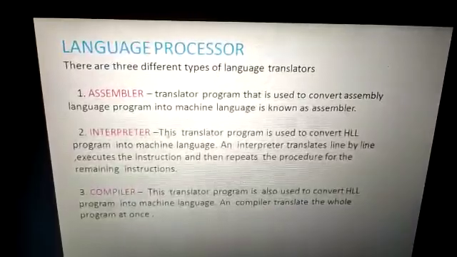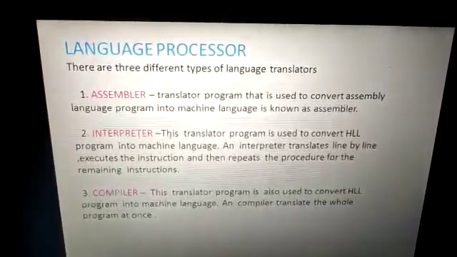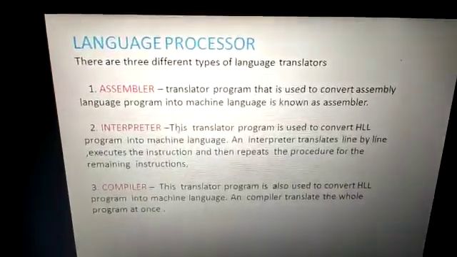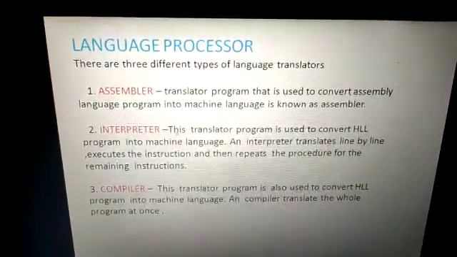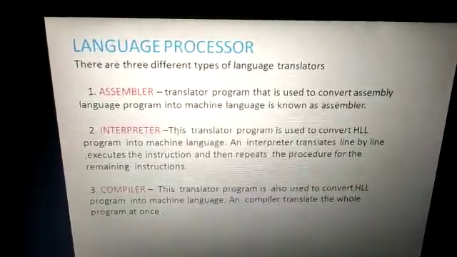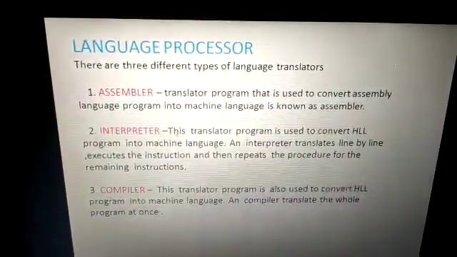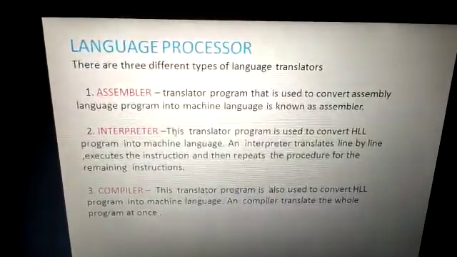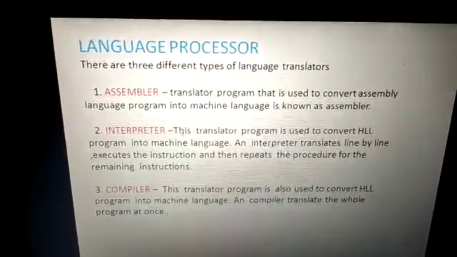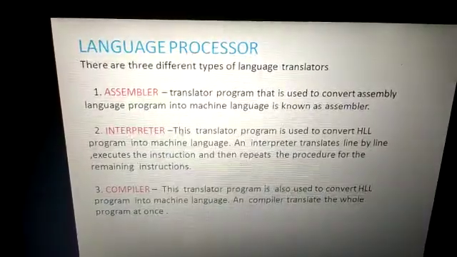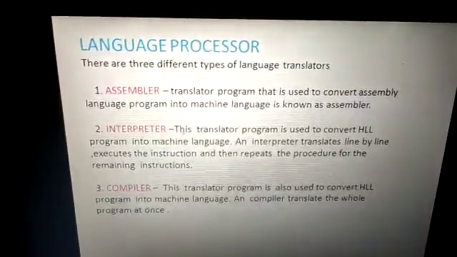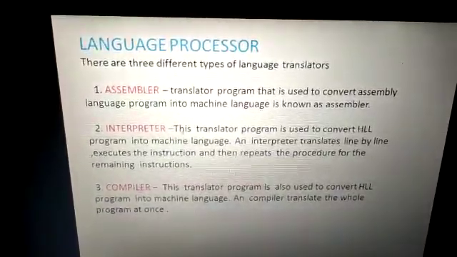Our last topic is language processor. Now we will discuss the different types of language translators. As I have discussed, from the second generation of computers we started to write and give commands in string form. But the computer understands only machine language. So for the translation of assembly language and high level language to machine language, there are different types of translators, which are called assembler, interpreter and compiler.